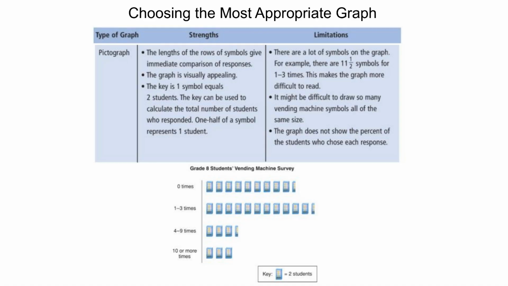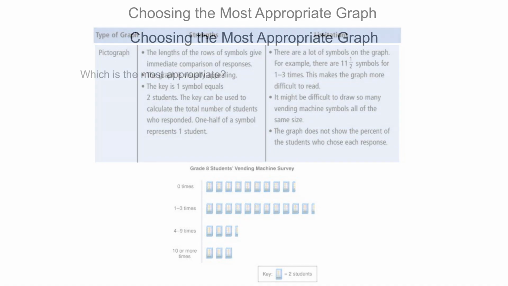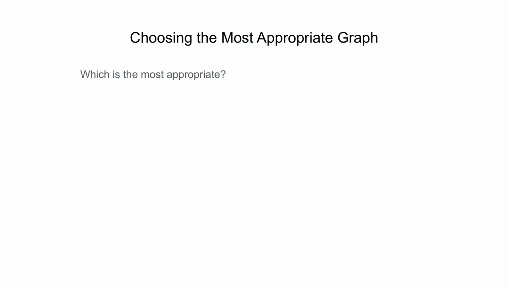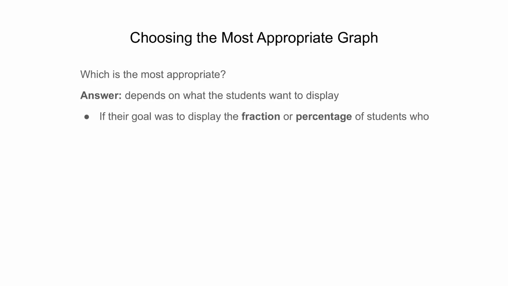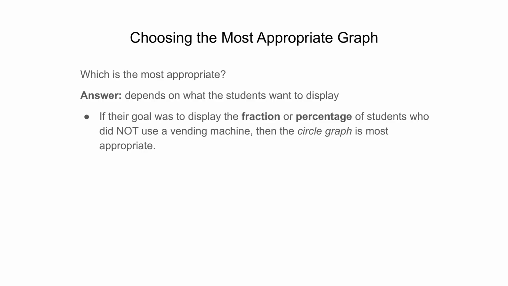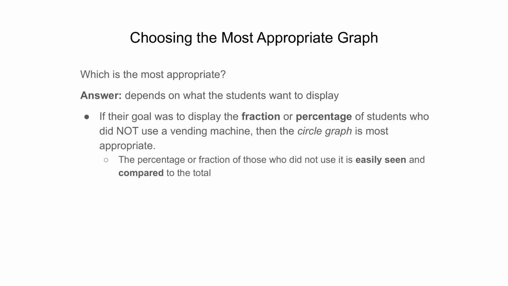So each graph has its pluses and minuses. So which one is the most appropriate graph? And the reality is the answer depends on what the students want to display. What are you trying to communicate with that graph? If their goal was to display the fraction or percentage of students who did not use a vending machine, then the circle graph is the most appropriate. The percentage or fraction of those who did not use it is easily seen and compared to the total.